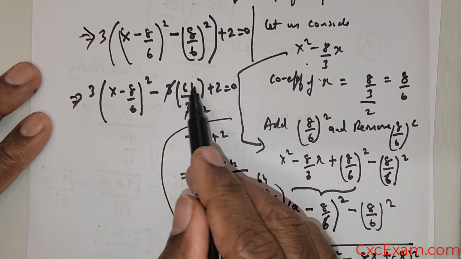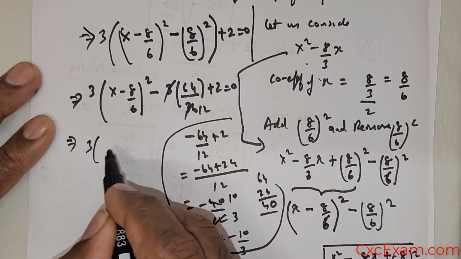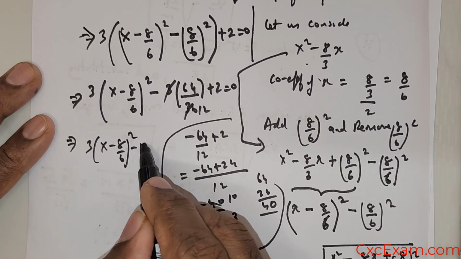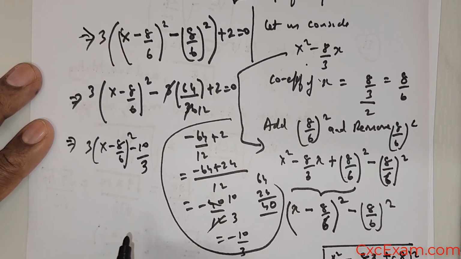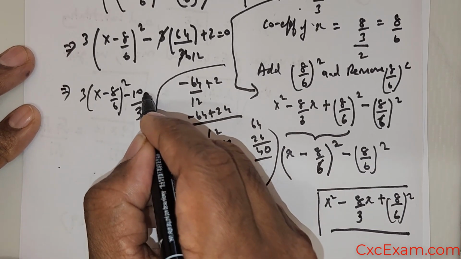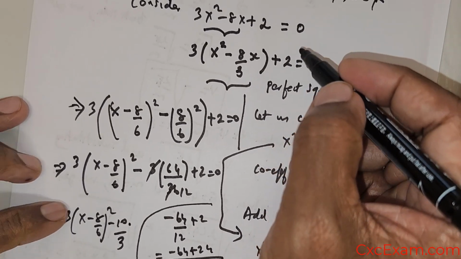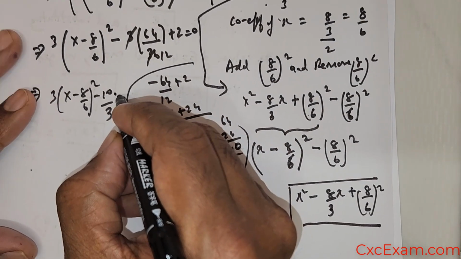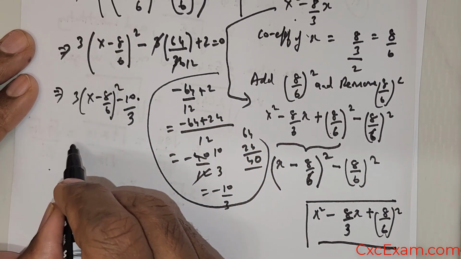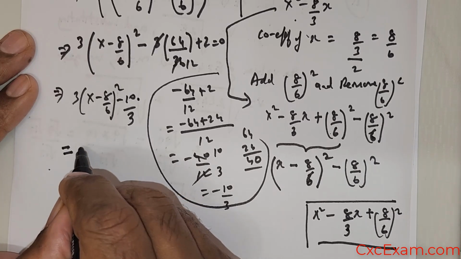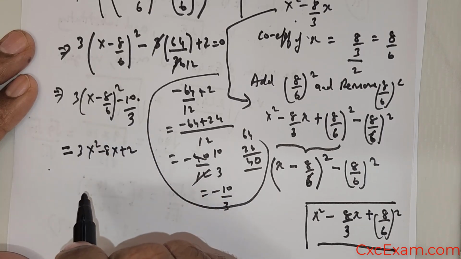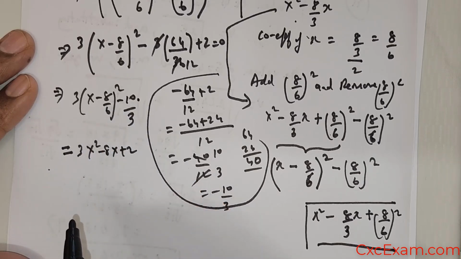So upon simplification of these two terms, you get 3 times x minus 8 over 6 the whole square, followed by minus 10 over 3. Now of course this is equal to 0, but I have just taken it equal to 0 just to show you the simplification. So what I am going to say is, this is equal to the original expression, 3 times x squared minus 8x plus 2. So this is rewritten in this particular fashion.